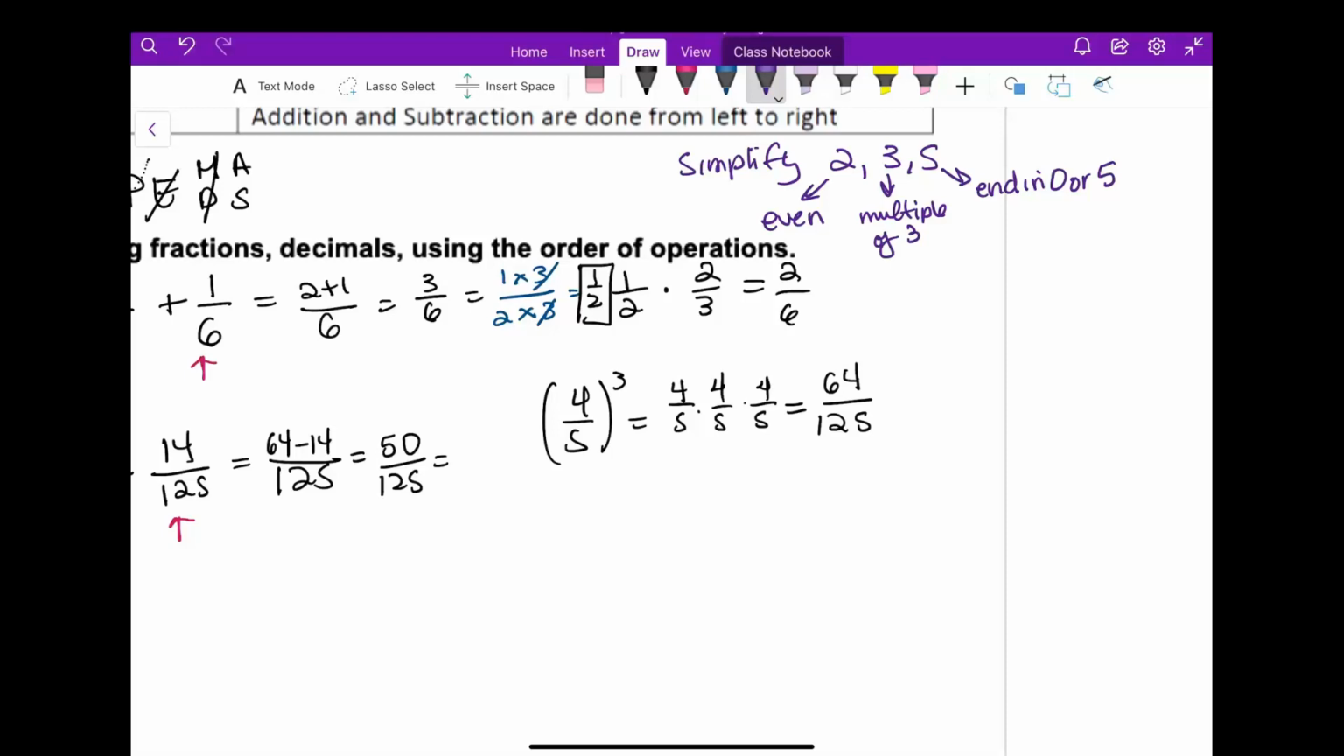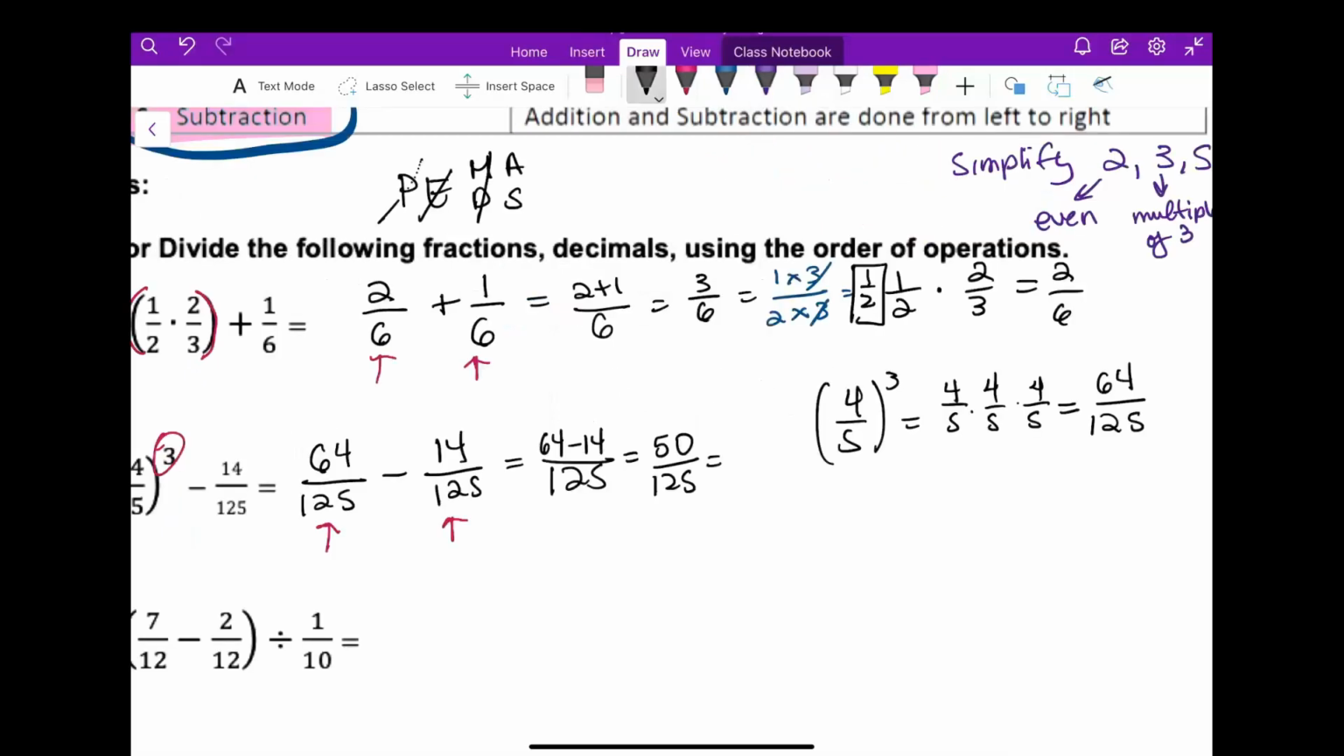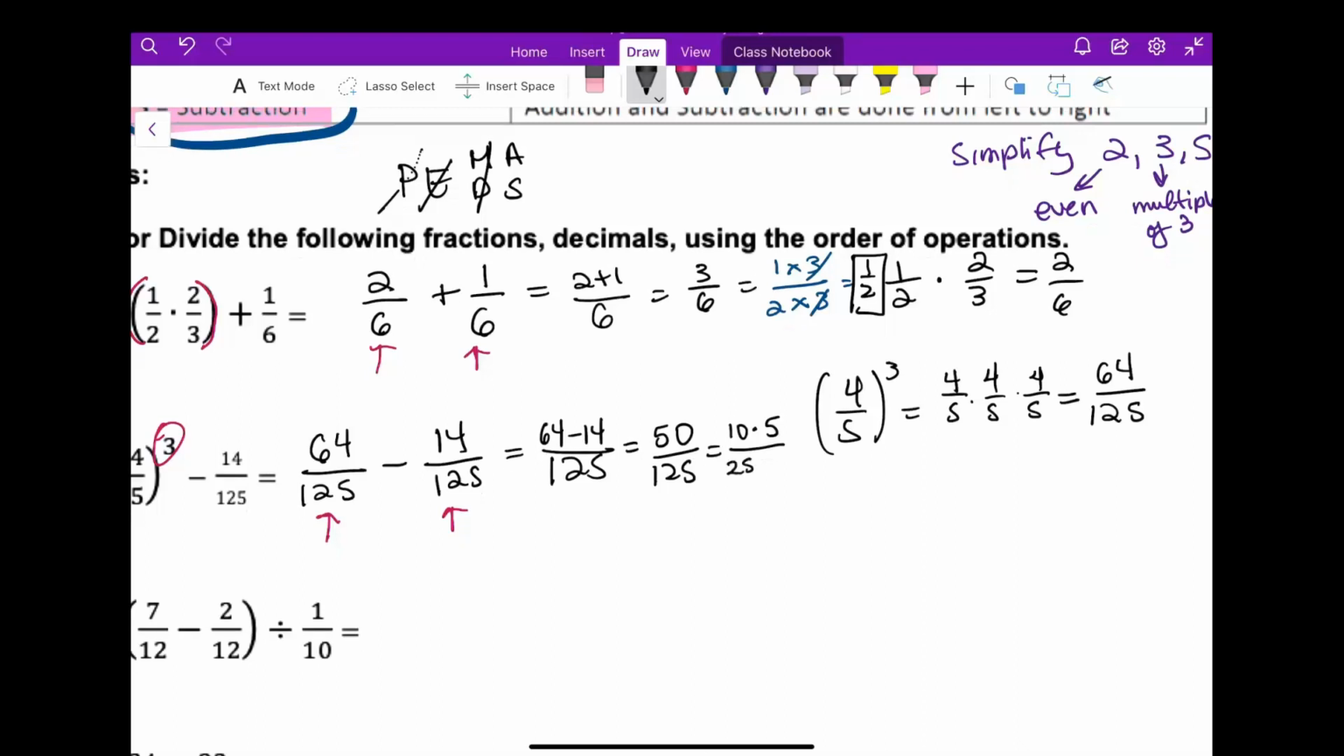So these are the numbers that run through my mind. So I have 50, and I think about 10 times 5. And for 125, I think about 25 times 5.